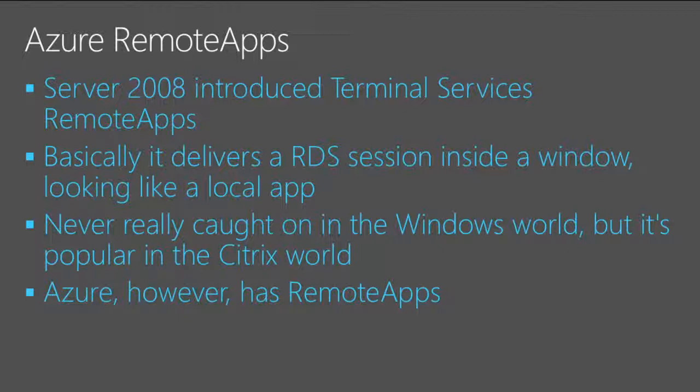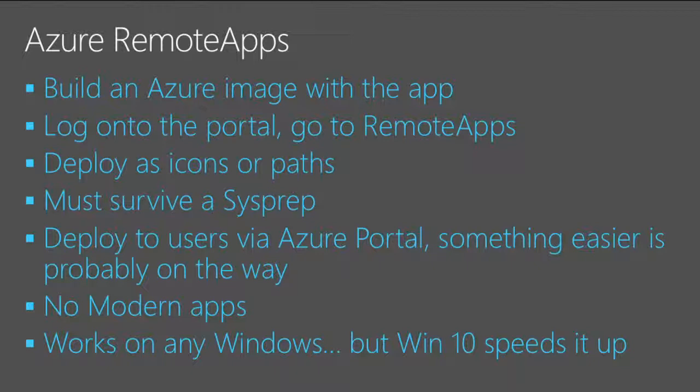So it's kind of what Terminal Services has done, but what's the benefit here? The benefit here is if you are a geographically dispersed company and you want people to be able to get this from anywhere on the planet, this could be kind of nice. So you build an Azure image with the app. So you need like a Windows 10 image. You log onto the portal, you deploy them as icons or as links. You can deploy it to users through the Azure portal, and this part's a little wonky. I'm sure they're going to make it easier.